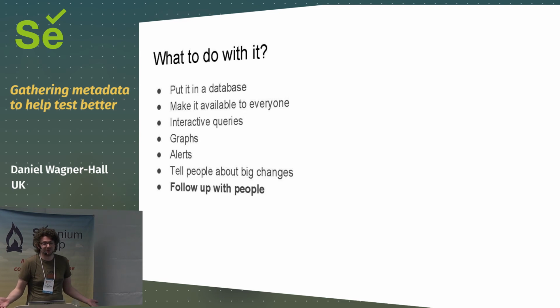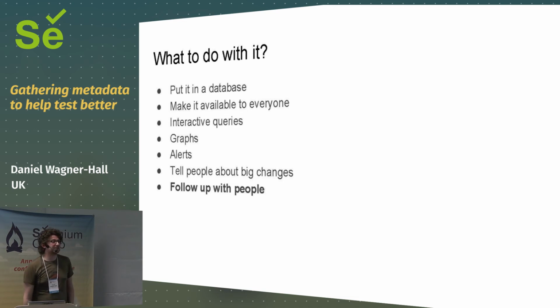So show them. Allow them to run interactive queries so that if they have questions, they can answer them. Run interactive queries yourself, answer those questions. Draw graphs. Like, having graphs to show how things change over time is hugely useful. Set up alerts if stuff goes wrong. If you notice that something goes wrong, fix it and make sure you know if it happens again.